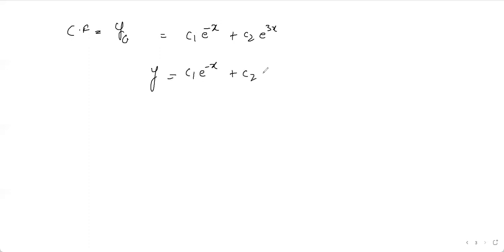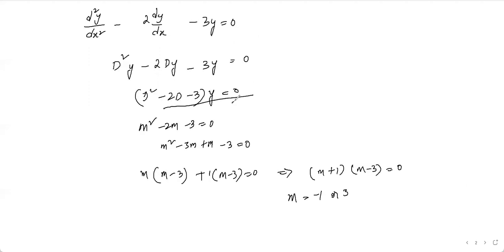And therefore the complementary function yc is c1 e to the power of minus x plus c2 e to the power of 3x. And the general solution of the differential equation will be y is equal to c1 e to the power of minus x plus c2 e to the power of 3x, since here the function f of D of y is equal to 0, which is a homogeneous equation.